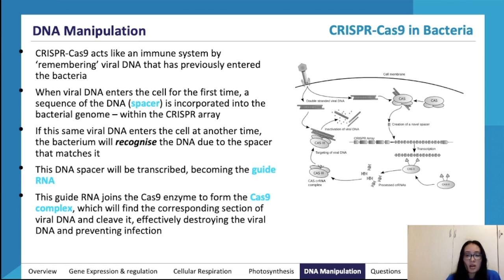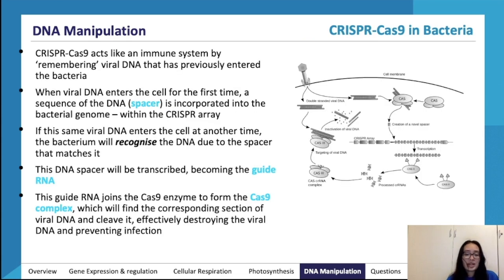Okay? When it gets infected by that bacteriophage once again in the future, it's going to transcribe that spacer sequence to make a complementary strand known as the guide RNA. This guide RNA will be complementary, and so it will bind to the bacteriophage's viral genome, the invading genome, and recognize it. And because this guide RNA is attached to the Cas9 complex, or the Cas9 enzyme, it will chop it up and cleave it. And this will effectively destroy the viral DNA and prevent infection.